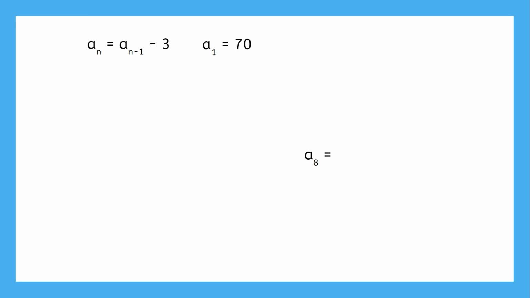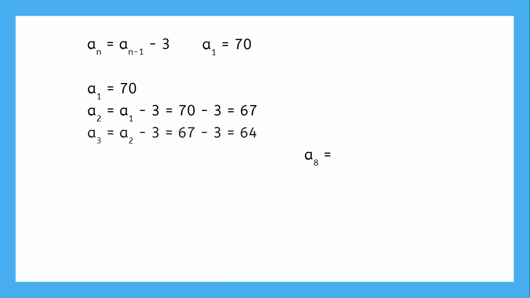Here's another example. A sequence where any term is the previous term minus 3, and the first term is 70. If we want to find the 8th term, we start with the initial term and use recursion. The first term is 70. The second term is that minus 3, which is 67. The third term is 64, then 61, 58, 55, 52, and the 8th term is 49.